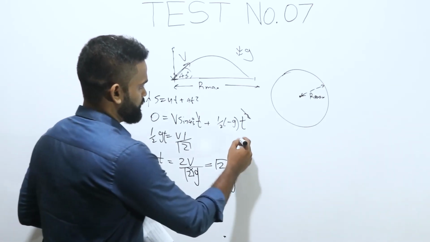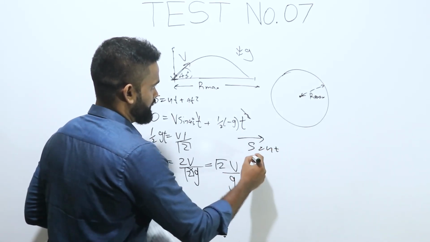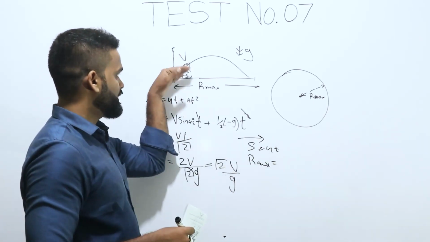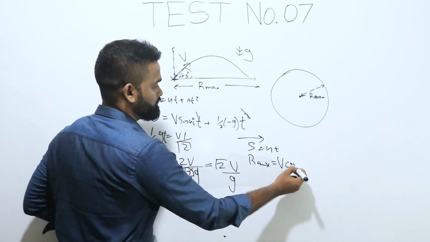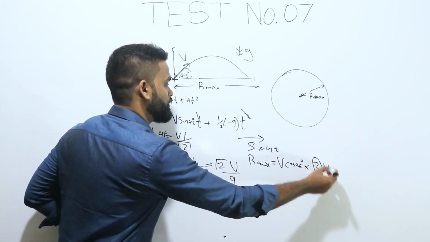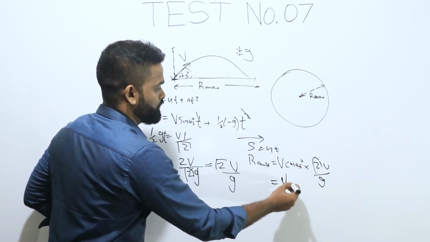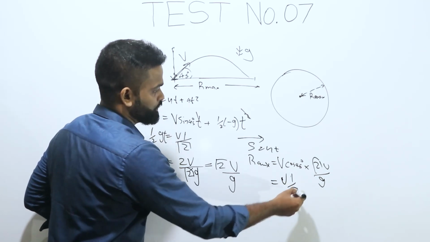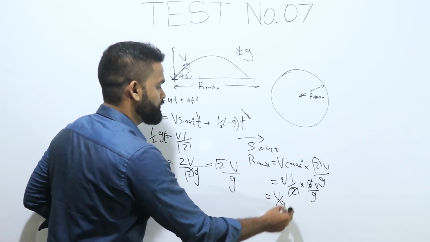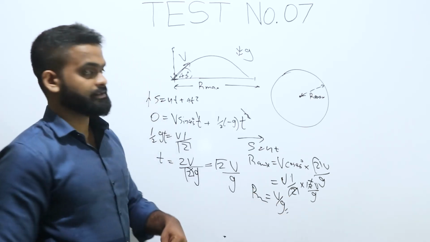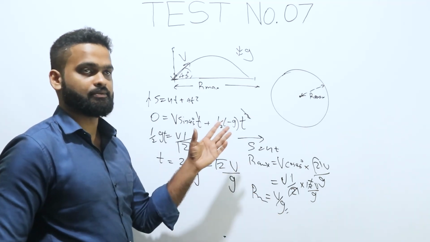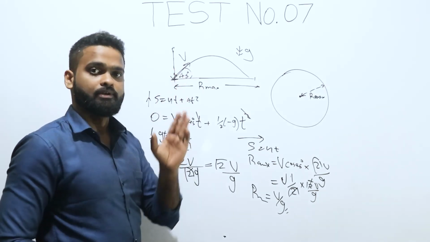Then apply equations horizontally. s equals ut. Horizontally it is R max. The horizontal component is v cos 45, which is v over root 2. Time is root 2 v over g, as we found. Root 2 cancels off, then this becomes v squared over g. So this is the maximum range. If you remember, the angle should be 45 degrees.